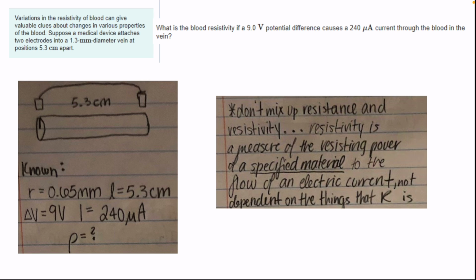So one of the key things about this problem is to not mix up resistance and resistivity. Resistivity is a measure of the resisting power of a specified material to the flow of an electric current. It's not dependent on the same things that R is. So resistivity is essentially a characteristic of the material, whereas R is going to be affected by much more. But with that in mind, you can see with the picture, it's obviously not to scale, but it kind of gives you an idea of what this situation would look like.